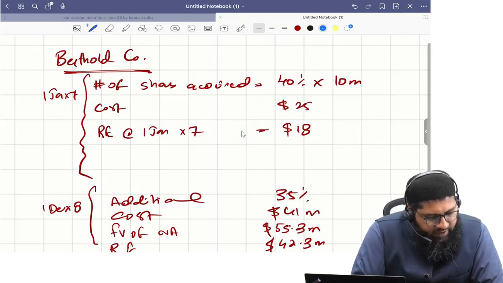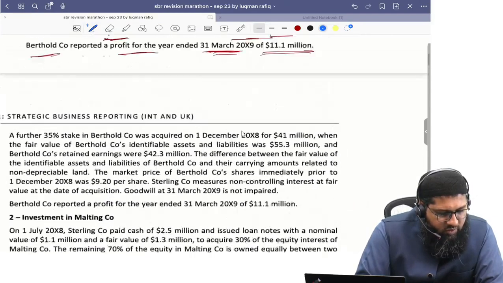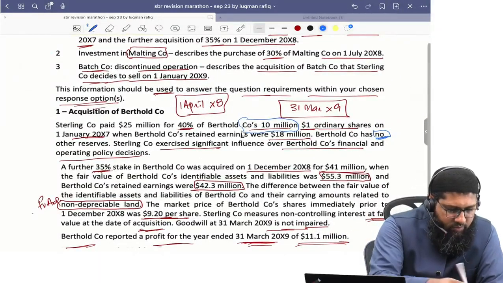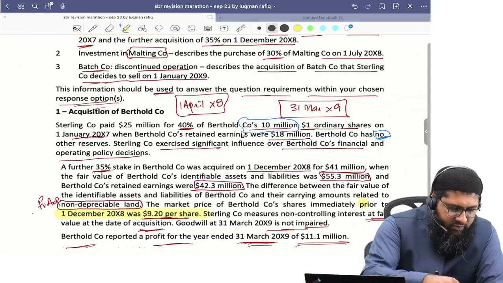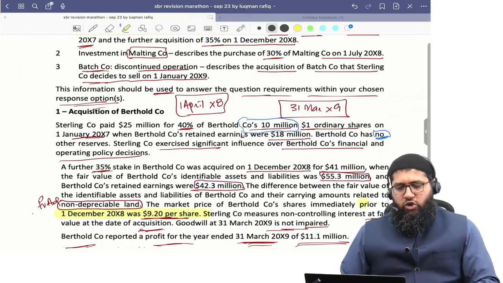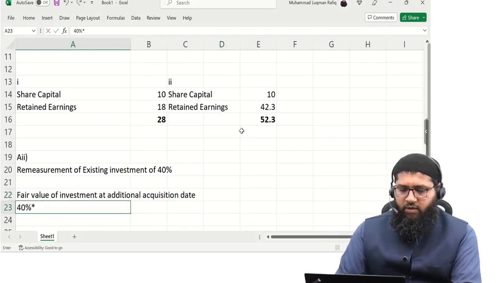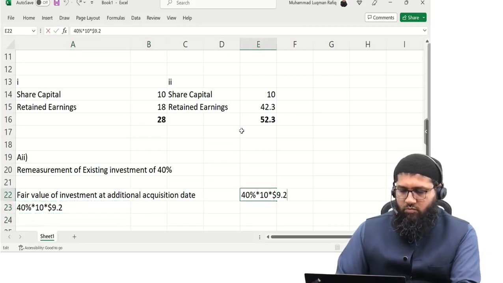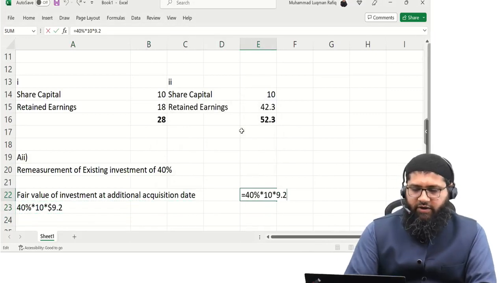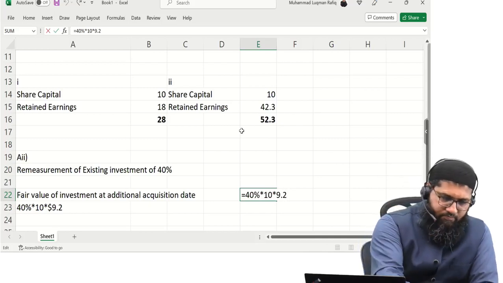The additional acquisition was done at 35%. The amount that you paid was 41 million. We do have a fair value estimate also. We were told that the market price of Berthold shares immediately prior to acquisition was 9.2. So you would simply say 40%, the original holding, multiplied by 10 million shares, multiplied by $9.2, which is the market value of each share.